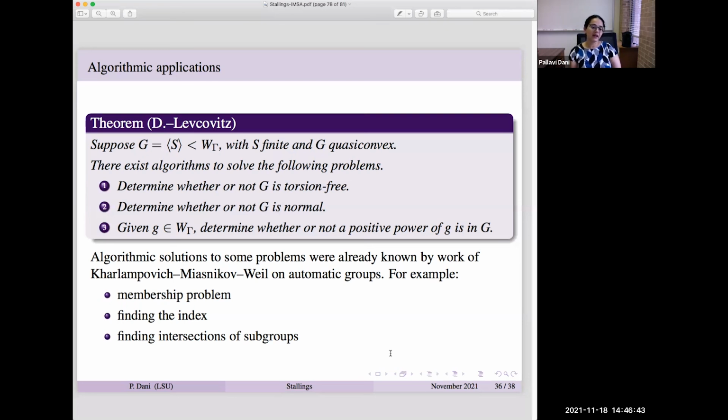And so using this idea and characterizations of these properties, we can determine algorithmically whether or not a subgroup is torsion-free or whether it's normal, or given any g, determine whether some positive power of g is in the subgroup. And a lot of the other problems that I mentioned in the context of free groups can also be done using completions. I'm not mentioning them here because you could also have solved those algorithmically using the automatic groups stuff. So you could do it using these completions, but that was already known.